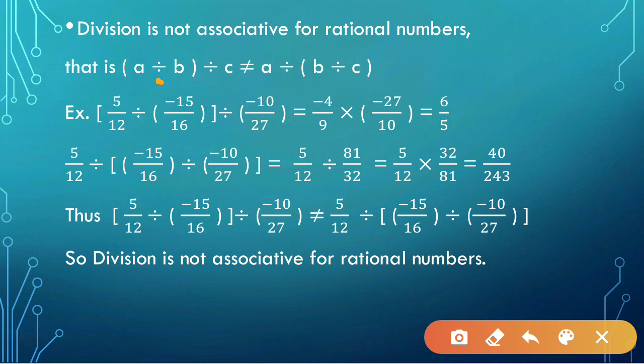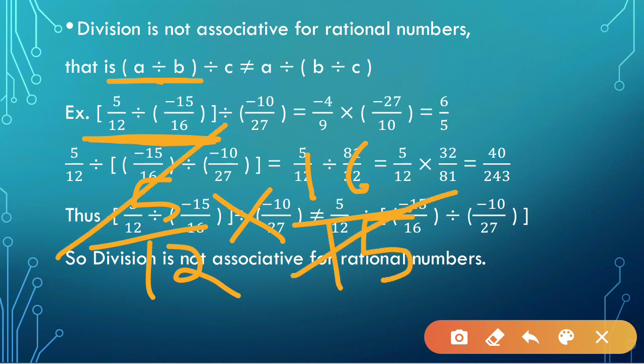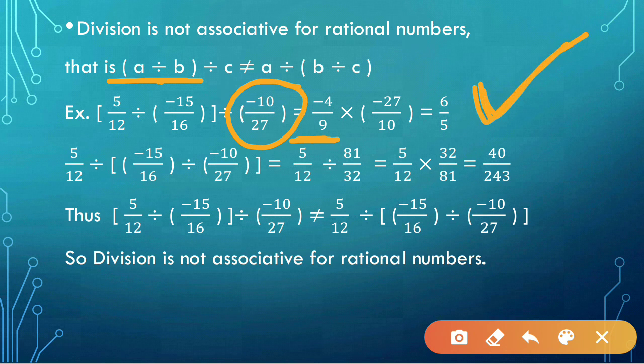In the place of A, you take 5 by 12. In the place of B, suppose you take minus 15 by 16. And in the place of C, you take minus 10 by 27. So first solve the bracket, A divide B. How will you solve this? First of all, convert this divide into multiply, and this rational number will become its reciprocal, 16 by 15. Now you can cancel this and you will get minus 4 by 9. This is the final result.